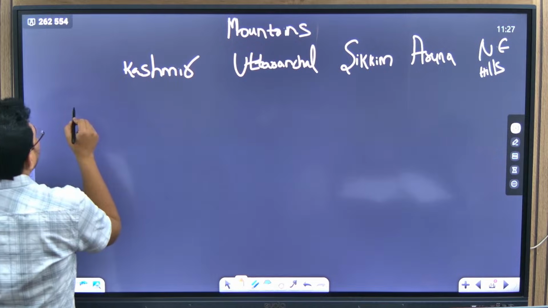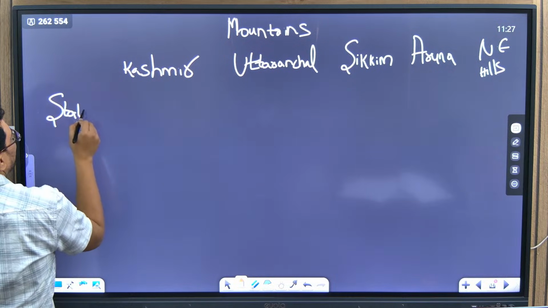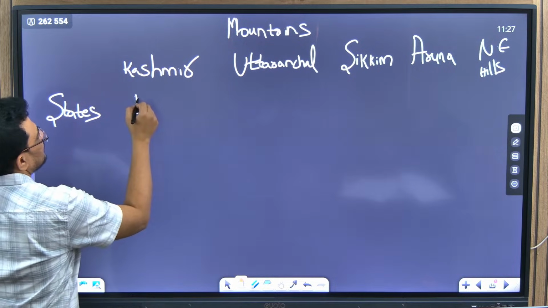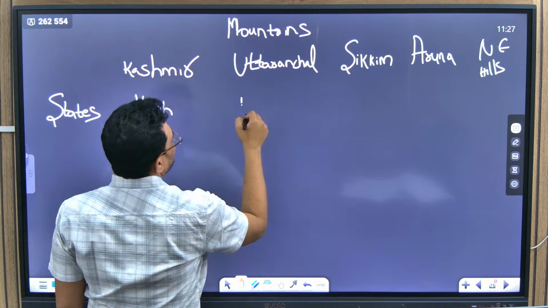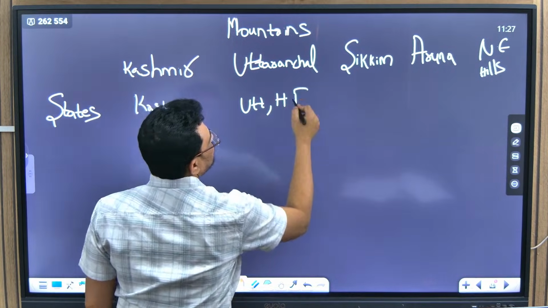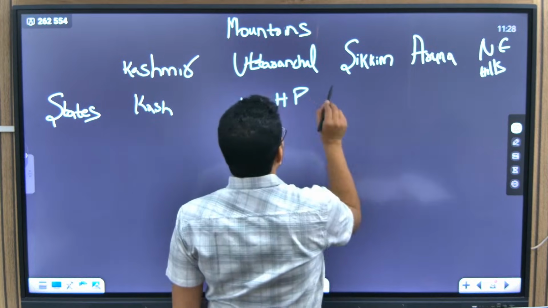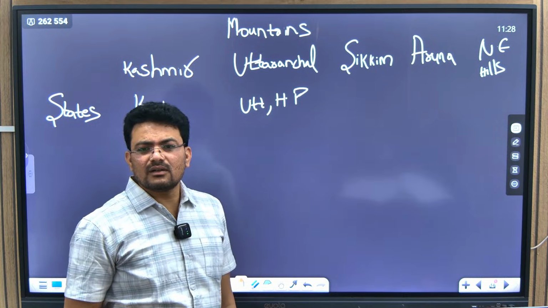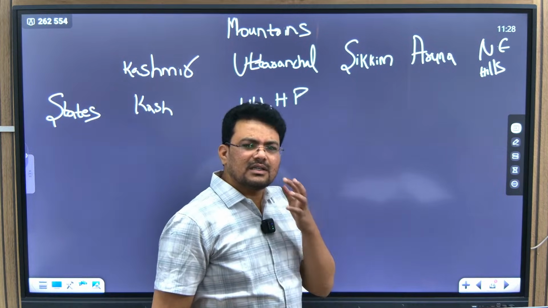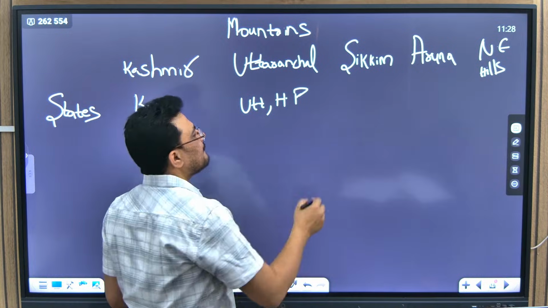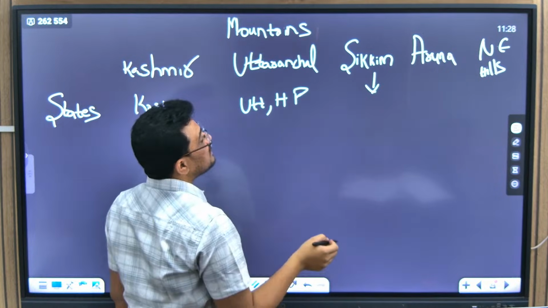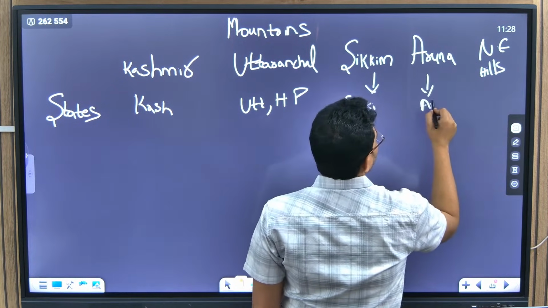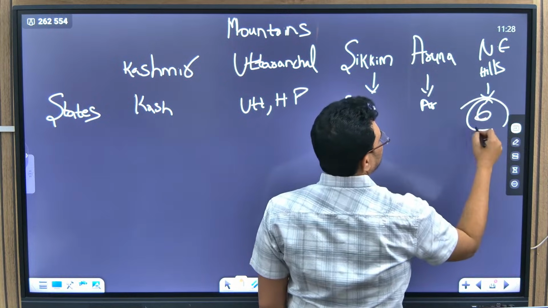Okay, so if you have to tell the states, you will easily tell, no? This is in the Kashmir region. This is Uttarakhand and Himachal Pradesh also. Uttaranchal is now today's Uttarakhand, na? In the books, they have used this term. Sikkim is just Sikkim, Arunachal, and these are the other six states.